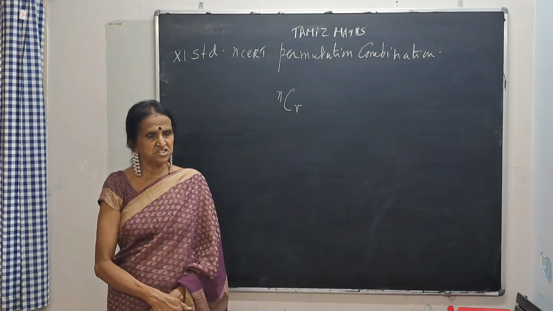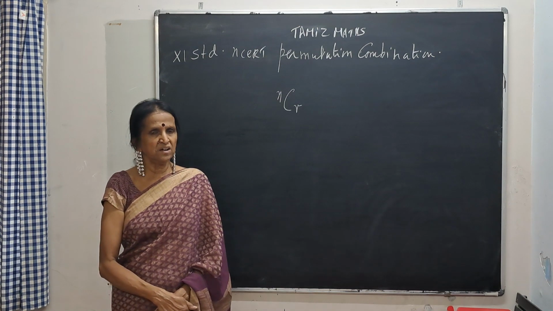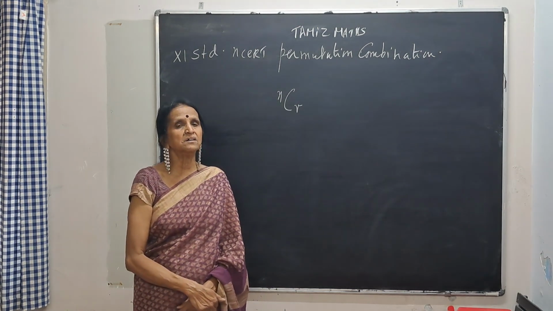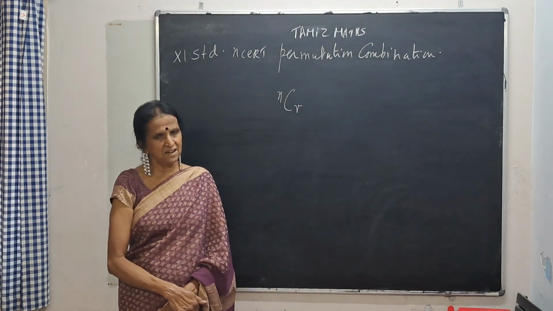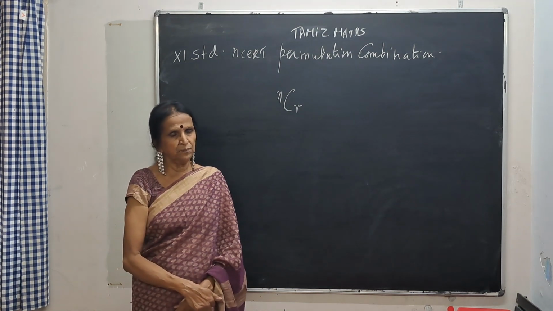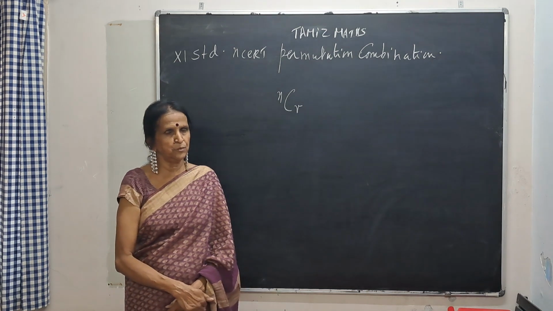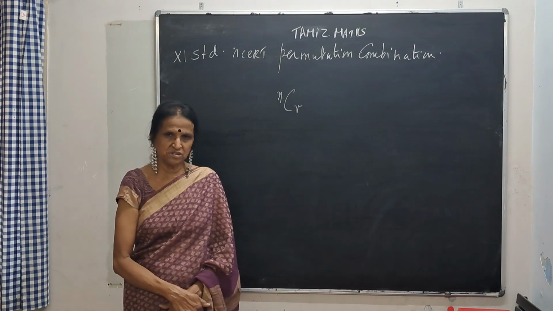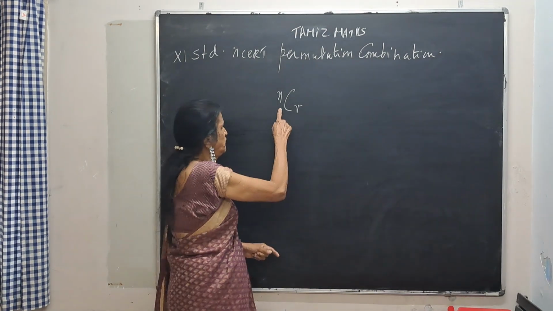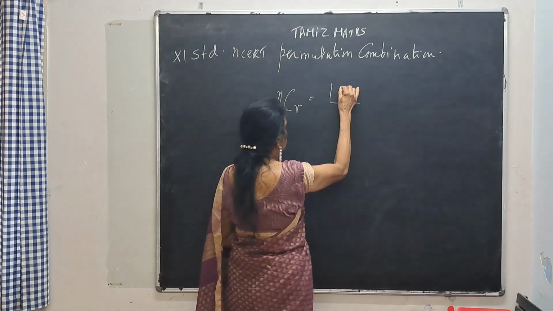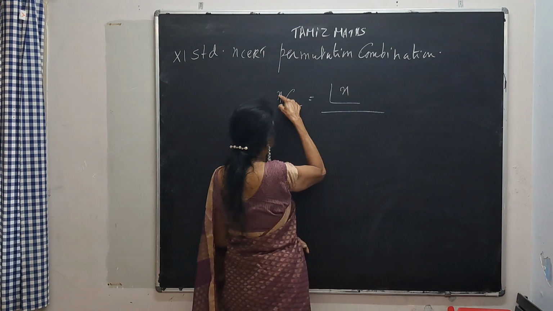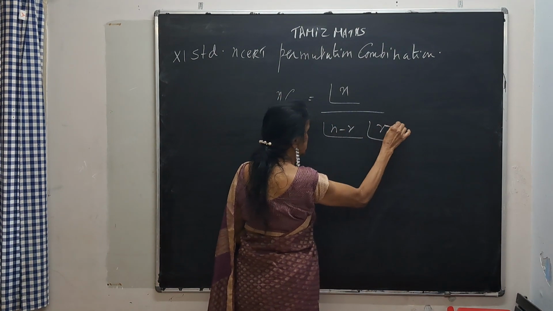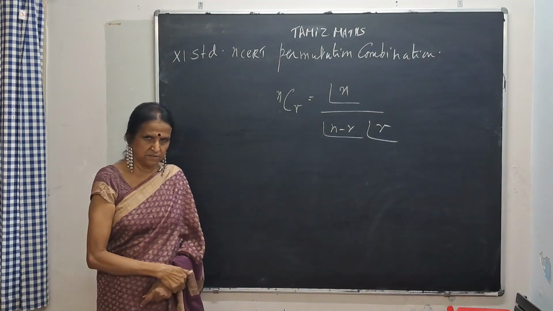What are the conditions here? r can't be negative, r can't be fraction, n can't be negative, n can't be fraction, and r cannot exceed n. r can be 0, r can be 1, r can be 2, and r can be up to n. r can't be n plus 1, r can't be minus 1. Those things cannot happen. The value of this will be factorial n by factorial n minus r, factorial r. This is the value of that.